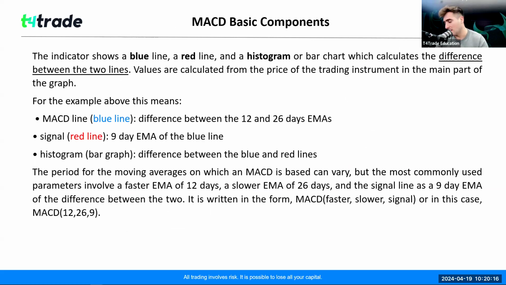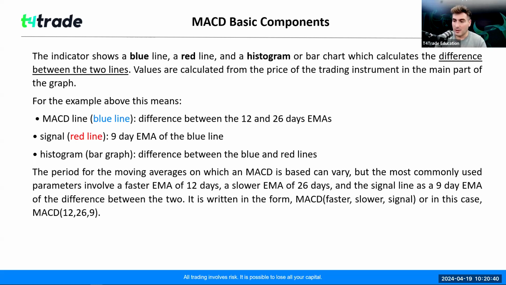In a sense, here you see the MACD line, the blue line, which is the difference between the 12 and the 26 period, which we just said. The signal line is the 9-period exponential moving average. And you also have the histogram, which is the difference between the blue and the red line.